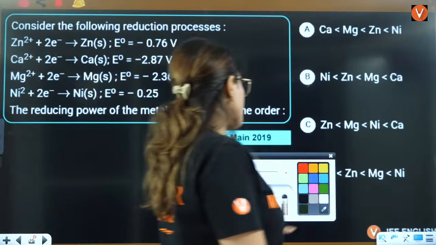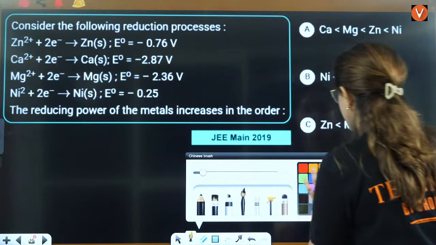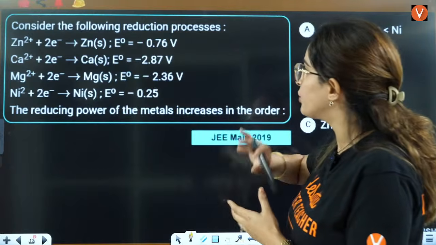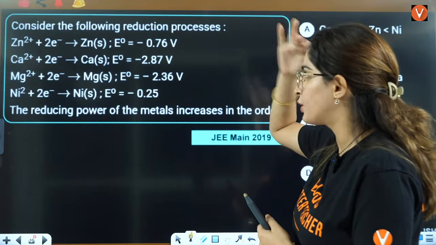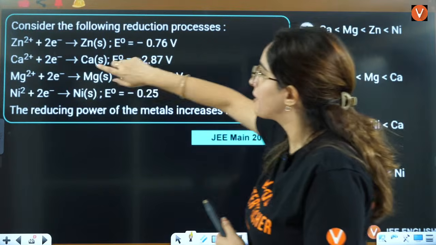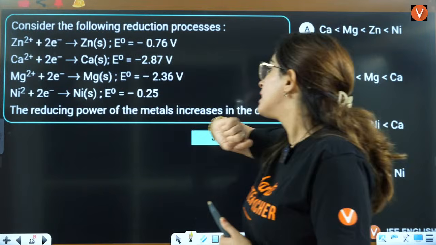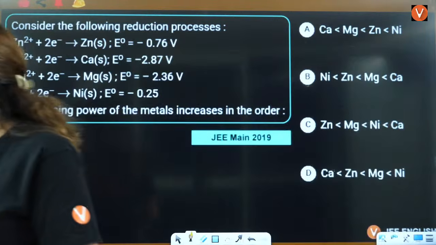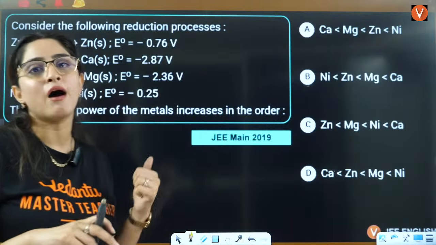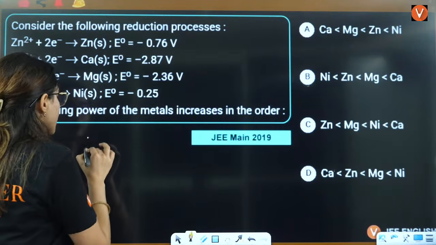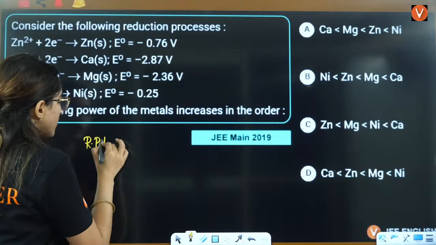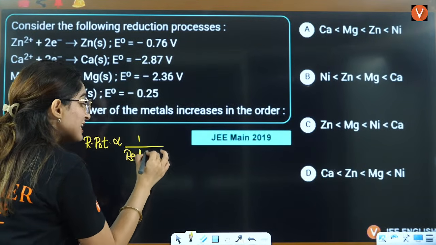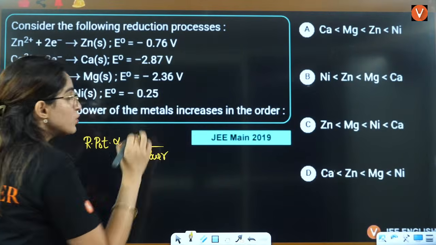And then let's see this question from JEE Mains 2019. E naught values are given to you, all are reduction potentials, because all of them are gaining. The reducing power of metal increases in the order, right? Now they are asking you reducing power. Everybody tell me, reduction potential is inversely proportional to reducing power? Yes, it is inversely proportional.